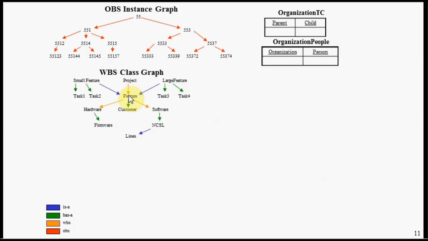So projects are broken down into one or more features. Features are broken down into hardware and software units. And we see a feature has a property here called customer. We see a small feature and large feature are both specializations of this general thing called a feature. Small feature and large feature each have their own properties here.